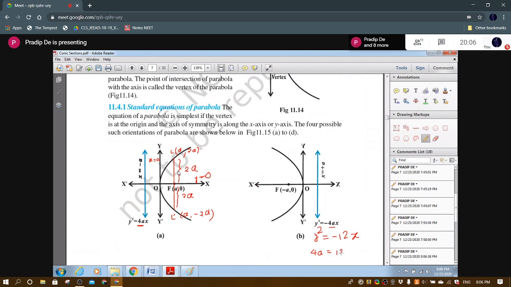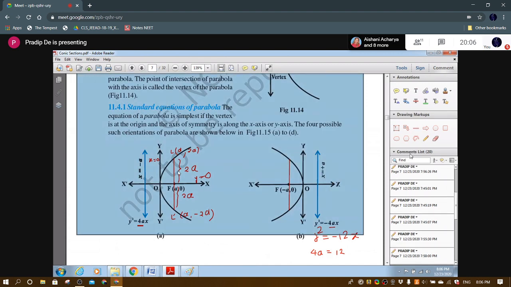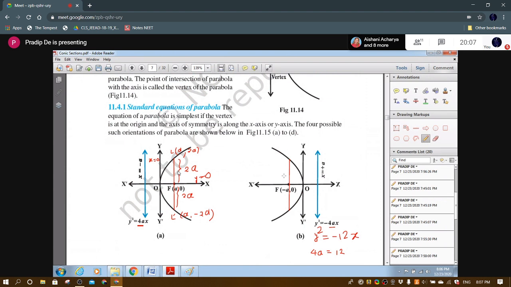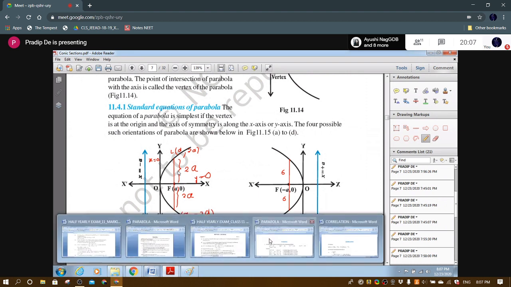12 units. That means this part, if I draw the line, that is 12 units. So in this case, if I draw the line here, then this will be 6 and this part will be 6, if it is y square equal to minus 12x. I hope I'm clear to you. Yes.